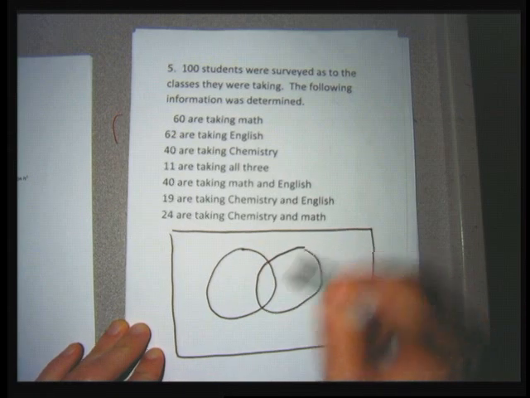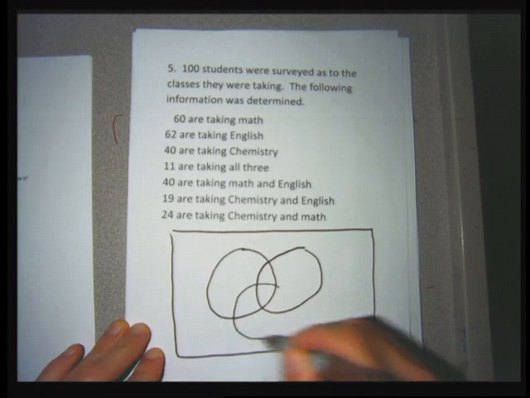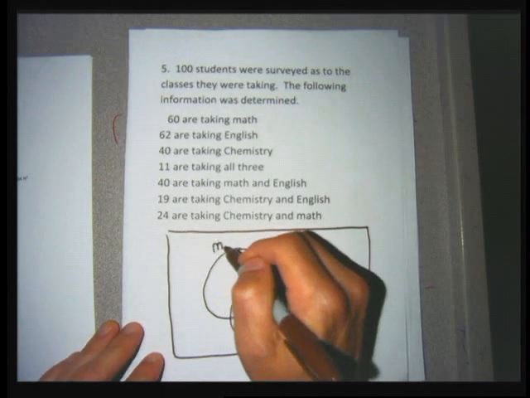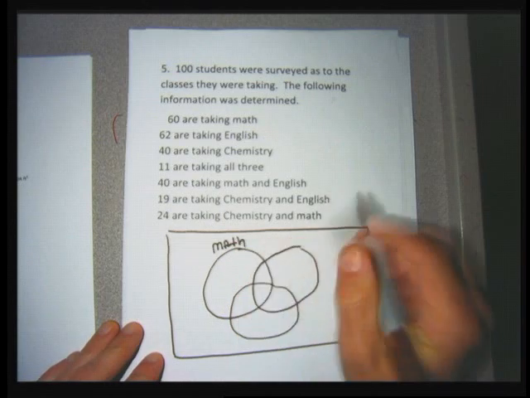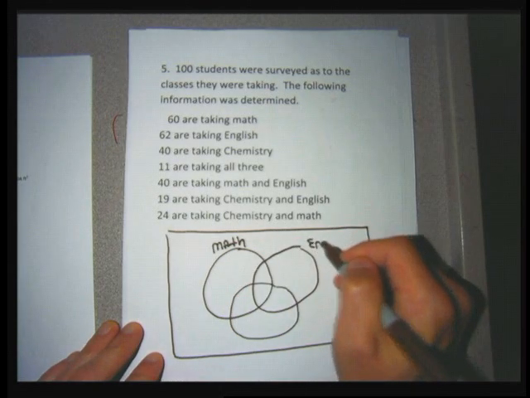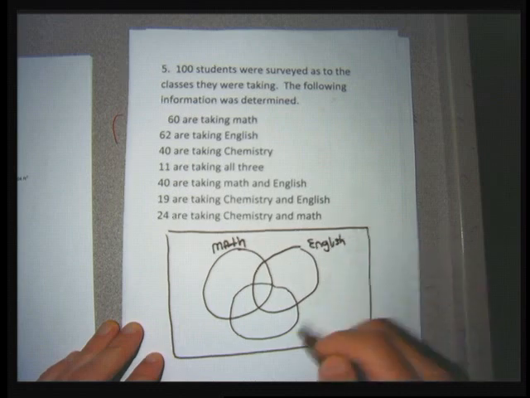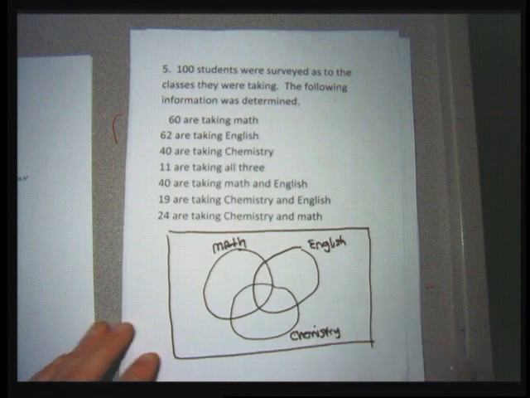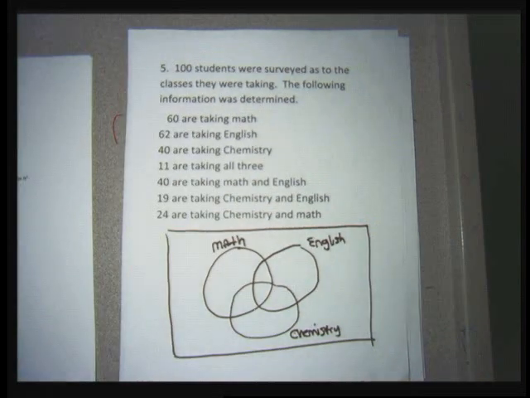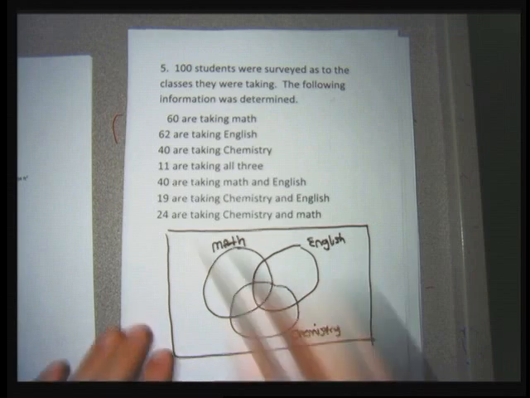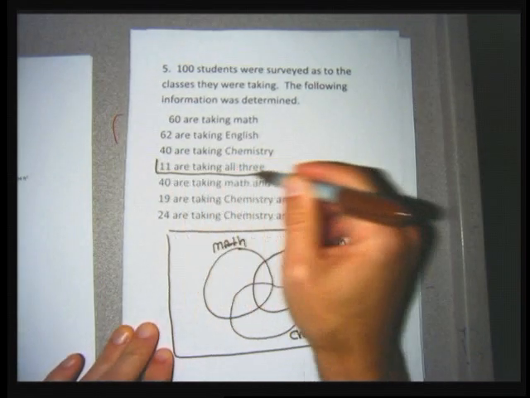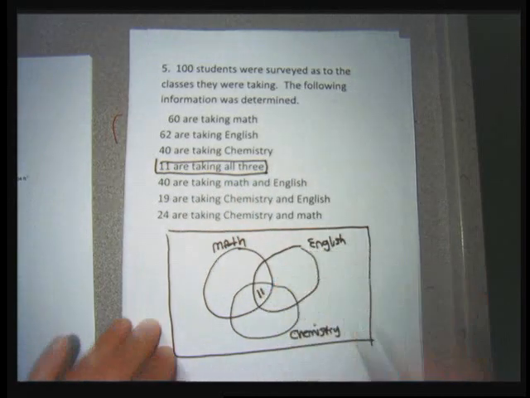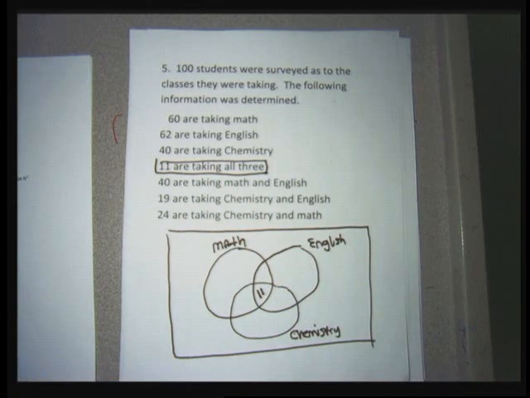So I'm going to make a Venn diagram, and it's going to need to have three circles, one for each class that a student might be taking. I'm going to make a math circle, an English circle, and a chemistry circle. And your circles don't have to be in the same position as mine, but you need to have one of each. When we fill in these Venn diagrams, we go from the middle first. The region in the middle where all three circles overlap represent the 11 students that are taking all three classes.